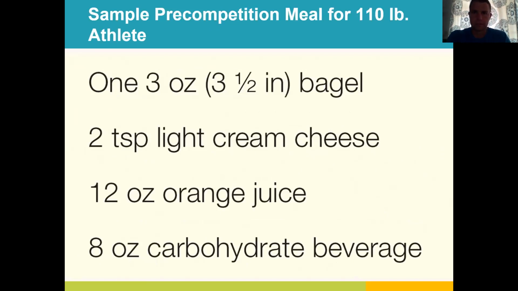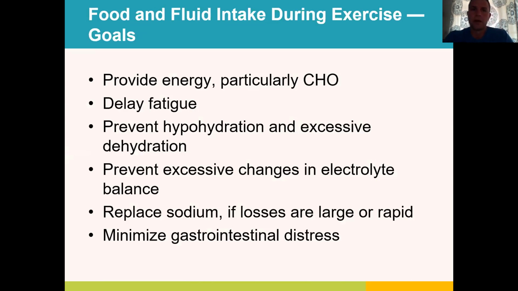Sample pre-comp meals for a 110-pound athlete. You know, a 2.5 ounce bagel, 2 teaspoons light cream cheese, 12 ounces orange juice, 8-ounce carbohydrate beverage. Again, it's going to depend on the athlete. Some athletes may not like those foods. It may sit heavy. You just got to play with it, right? So just a sample. Don't take it as this is what you're going to do, right?